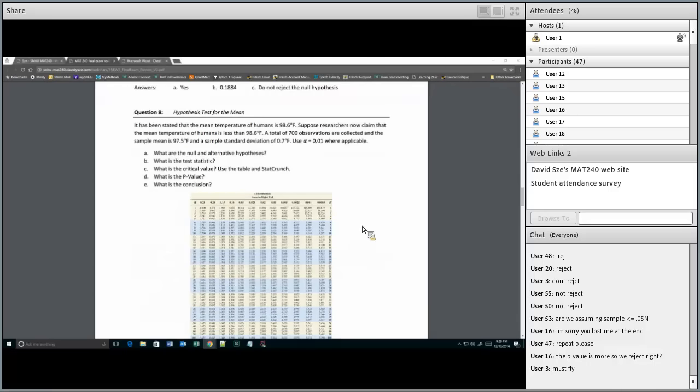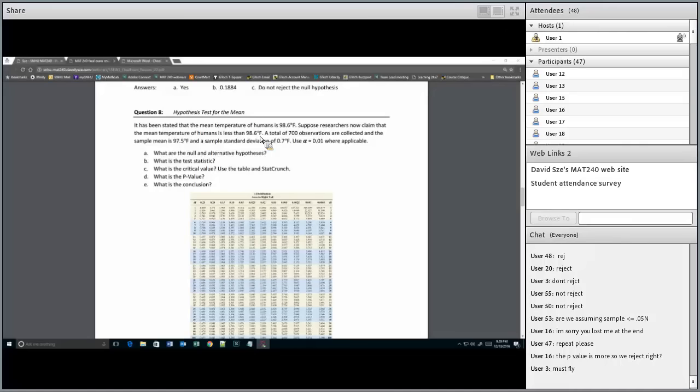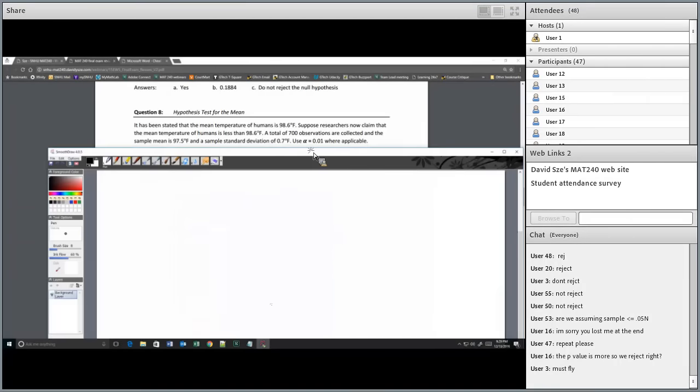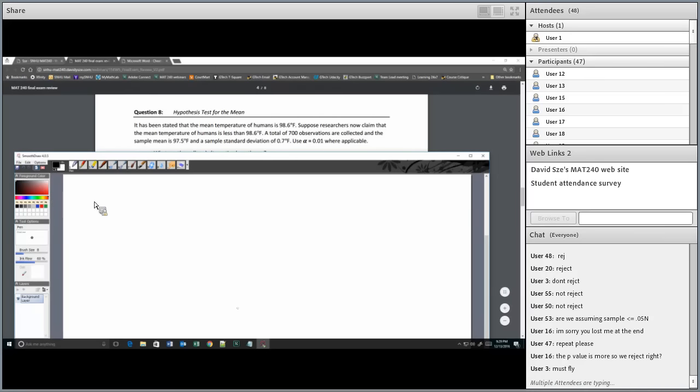Okay, now we go to this test. It has been stated that the mean temperature of humans is 98.6. Suppose the researcher now claims that the mean temperature of humans is less than 98.6. So the question here is, can you tell me, reading these two lines, what is the null and the alternative hypothesis?